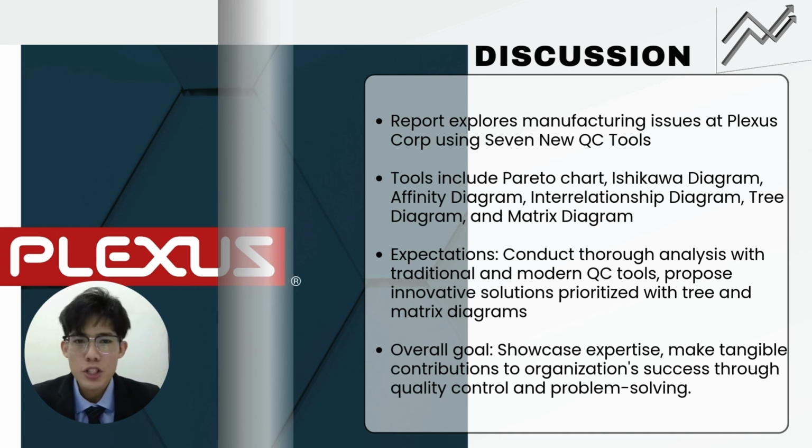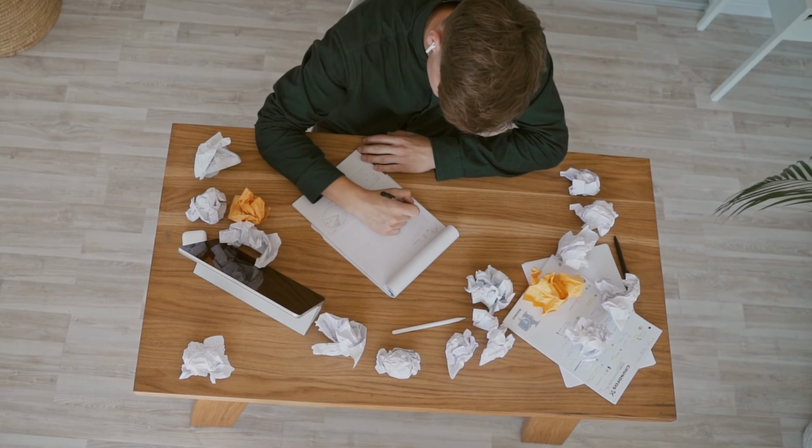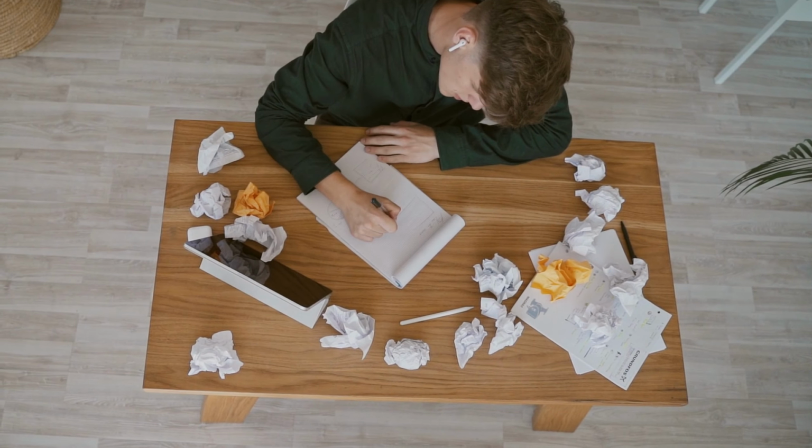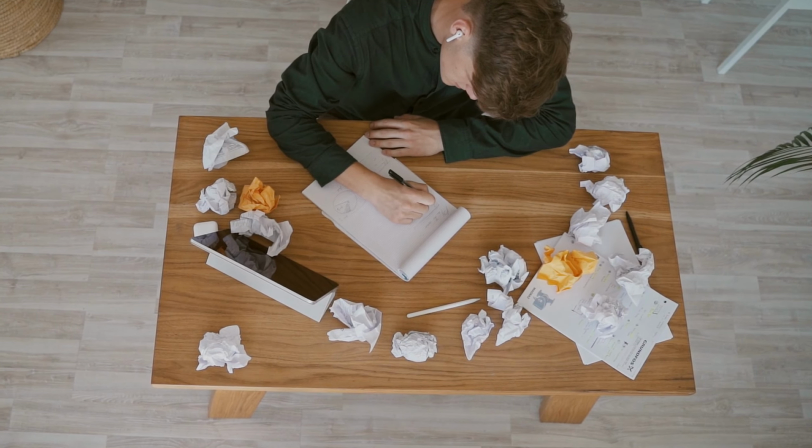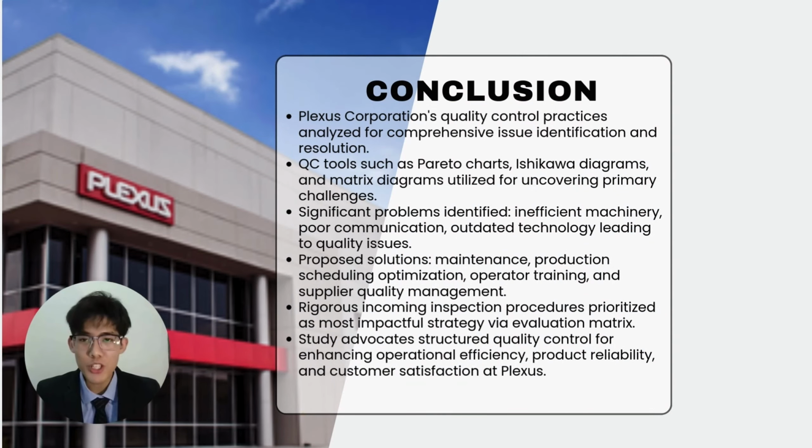And now, our expectation for this report was to conduct a thorough analysis with traditional and modern QC tools, to propose innovative solutions prioritized with tree and matrix diagrams. And overall, our goal was to showcase our expertise and make tangible contributions to the organization's success through quality control and problem solving. As we reach the conclusion of our case study on Plexus Corporation, let's summarize the key findings and solutions that we have explored.